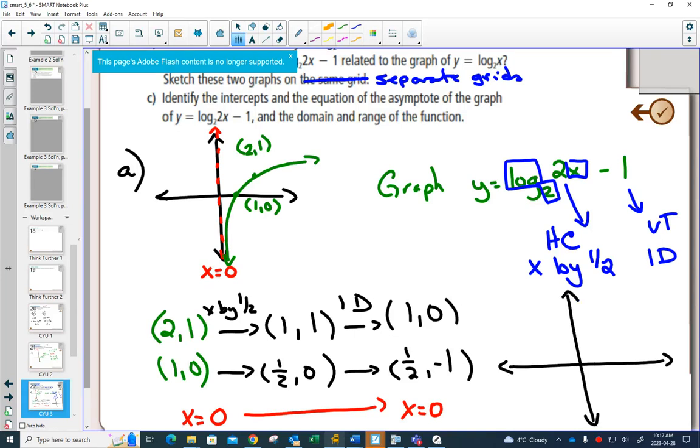We can now sketch our new graph. Our asymptote stayed at x equals 0. Our new points are 1 comma 0 and 1 half comma negative 1. Label those 2 points. And draw the graph through those new points.